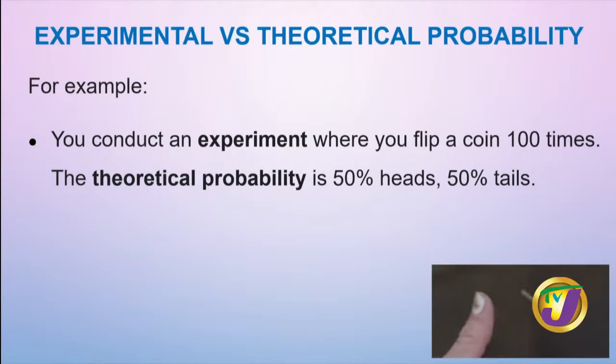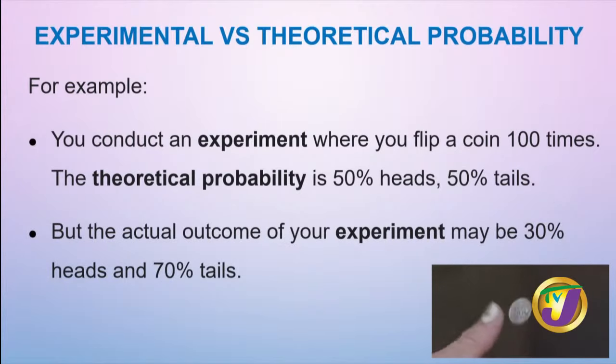For example, you can conduct an experiment where you flip a coin 100 times. The theoretical probability is 50% head, 50% tails. So you're telling me that there's an even chance of me getting a head or a tail because it's two-sided? Two-sided, unless you have a three-sided coin, which I've never heard of. Never saw that before. So if you have a coin, you have an even chance of getting the head and an even chance of getting tail. So that's 50-50.